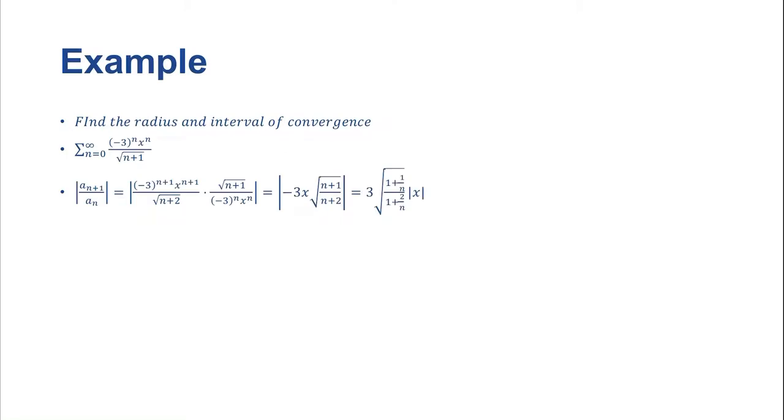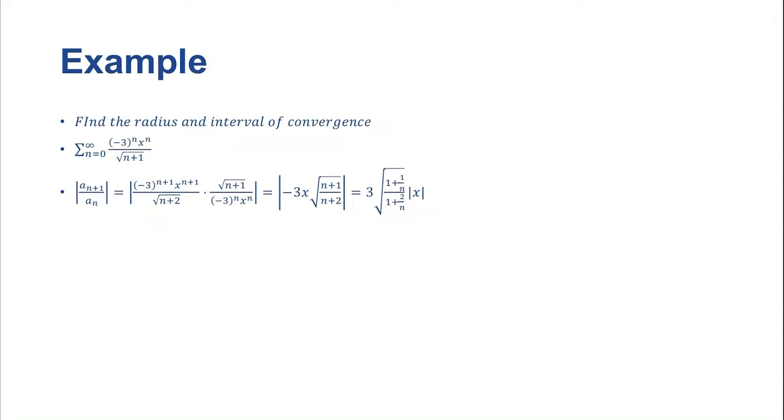So we get the absolute value of (-3)^(n+1) x^(n+1) over the square root of n+2, times the square root of n+1 over (-3)^n x^n. Okay, so first of all, we can cancel out some negatives, and we can also cancel out any outstanding polynomials that we might have. What we end up getting is the absolute value of -3x times the square root of (n+1)/(n+2).